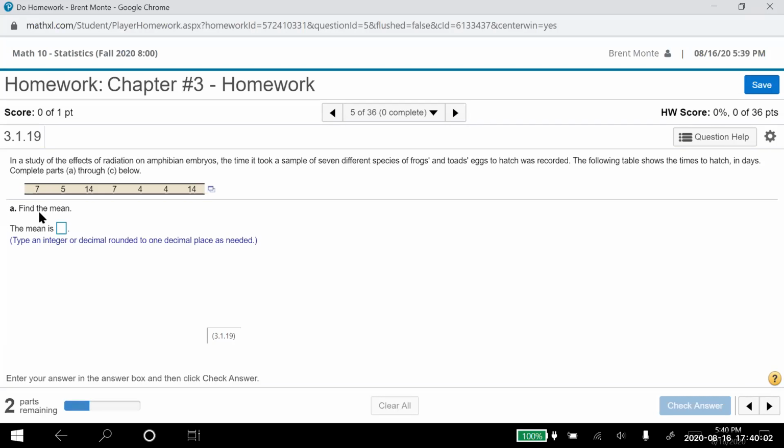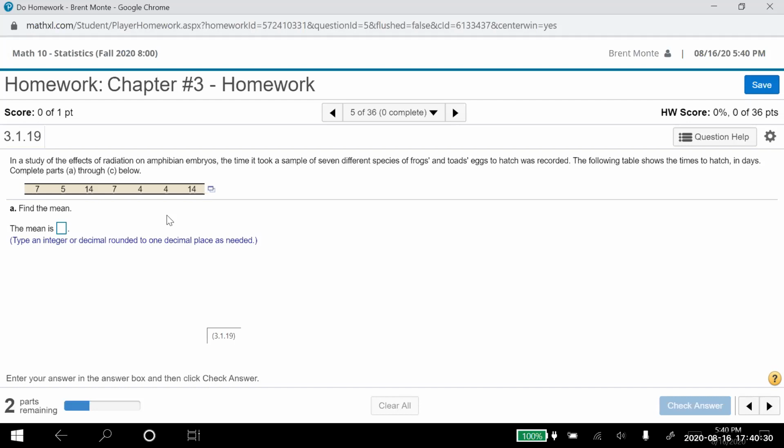All right, so let's do it. Find the mean. Well, we know we can just add these up and divide by however many there are. That's going to be the mean. But I'm going to let StatCrunch do all the work for me. You're welcome to do it by hand if you'd like to. Notice underneath the answer, it says type an integer or decimal rounded to 1 decimal place as needed. That's the standard rounding in statistics.